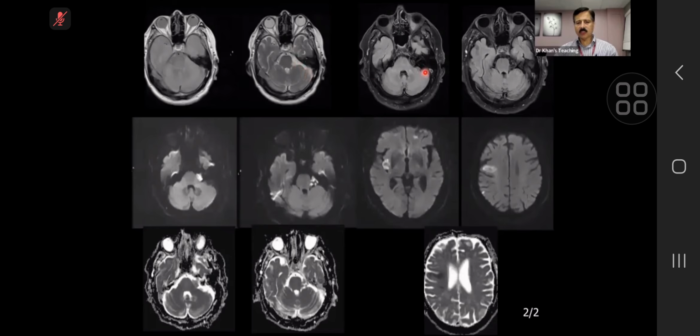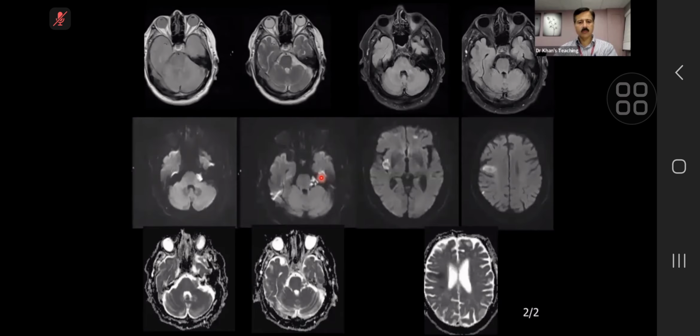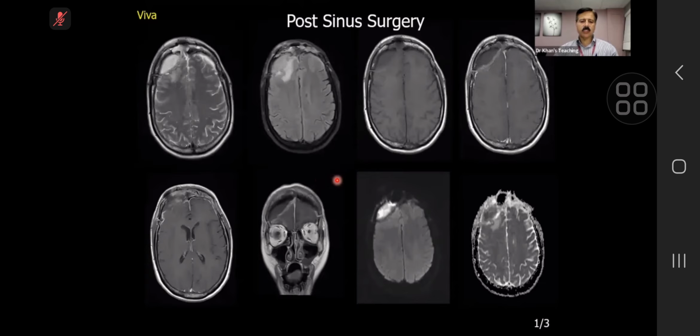But on FLAIR sequence, by the way, if you don't use DWI, FLAIR is a good sequence because you will see some signal inside where I am circling. But it's a black and white diagnosis on DWI, where it shows restricted diffusion. Now, this patient had sinus surgery. After sinus surgery, the sinus surgery was frontal sinus surgery.